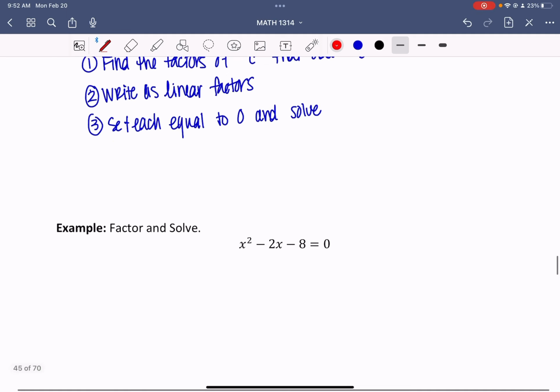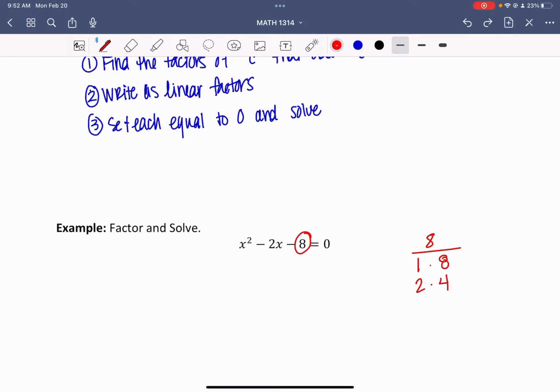And I like to make a list. I have to go, okay, looking at 8, what will multiply to give me 8? And I start with 1 and the number. And then I go, will 2 multiply to give me 8? It will. 2 times 4. Will 3 multiply to give me 8? It does not. And now I'm back at the bottom of my list, 4. So these are all the factors of 8.